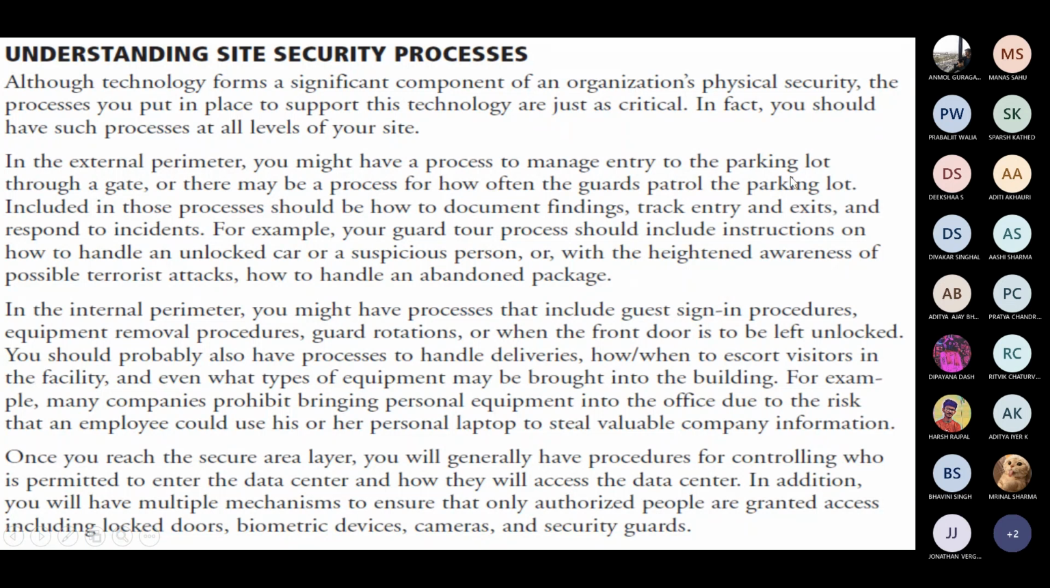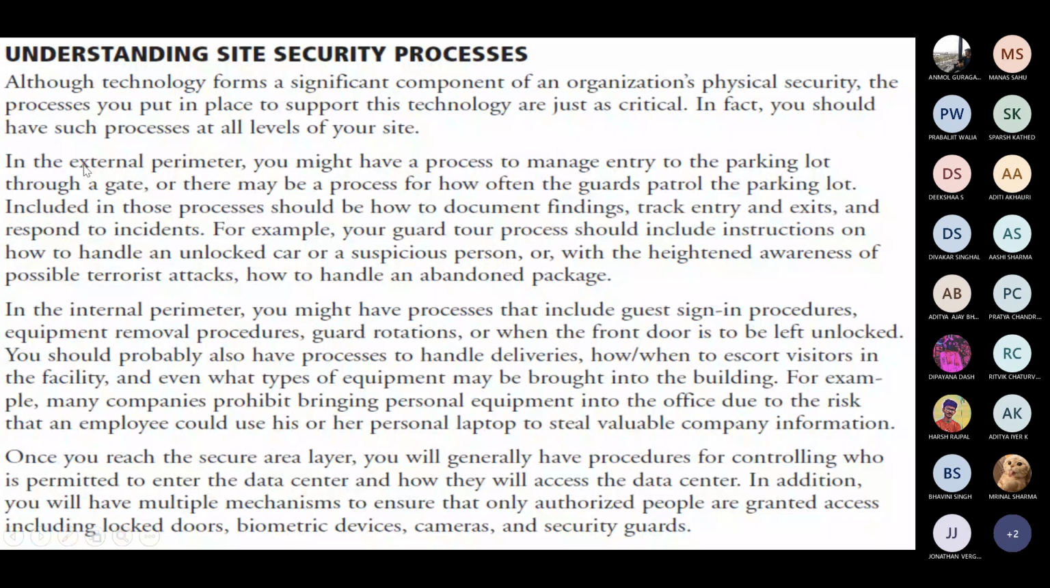So see here, understanding the site security process. See the topics over here. It is full of theory, so I will just highlight some text. In the external perimeter, you might have a process to manage entry to the parking lot. As I told you, the external perimeter deals with fencing and the building outside. It will be managing the entry to the parking lot through a gate, and there may be a process for how often the guards patrol the parking lot. So at the entry level itself, we have to restrict unauthorized access. That is the main objective here.